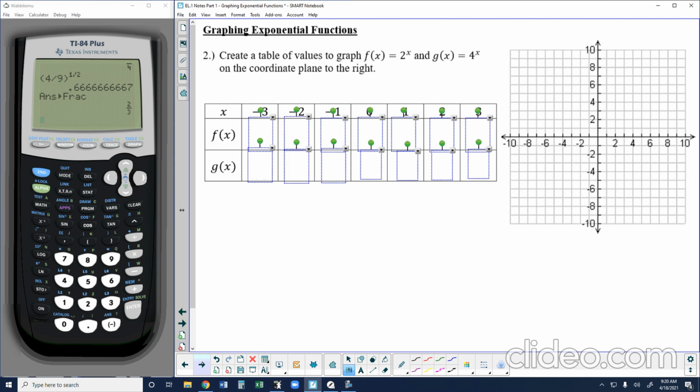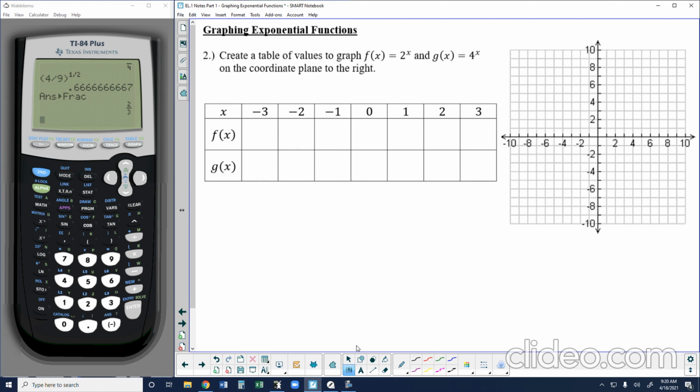So in order to graph exponential functions here, first I want you to go ahead and create a table of values for f of x, which is 2 to the x power, and g of x, which is 4 to the x power. You can create a table similar to this one. We'll go with x values from -3 to +3. Create this table and then take a look at what those points look like on a graph. Go ahead and pause the video until you complete that.